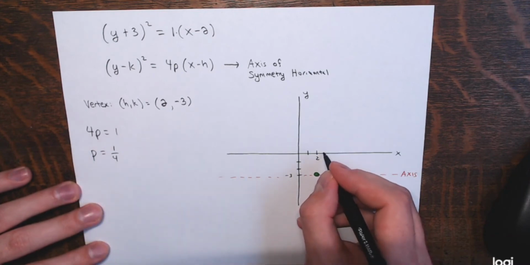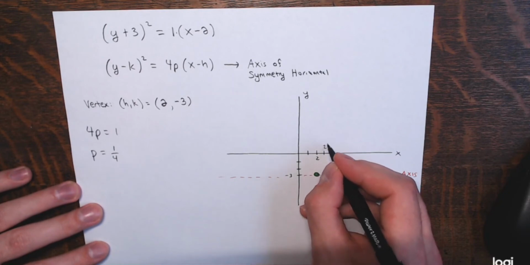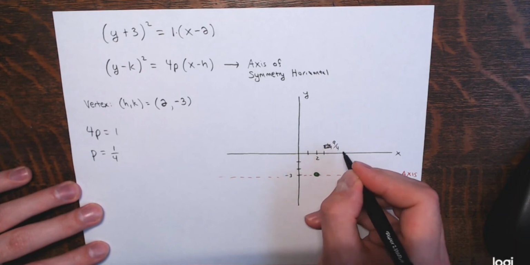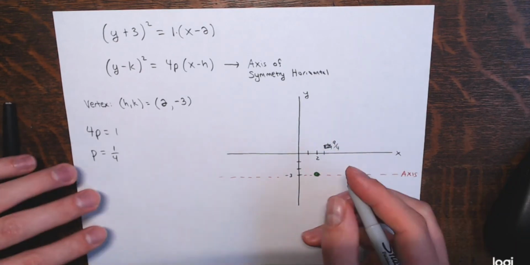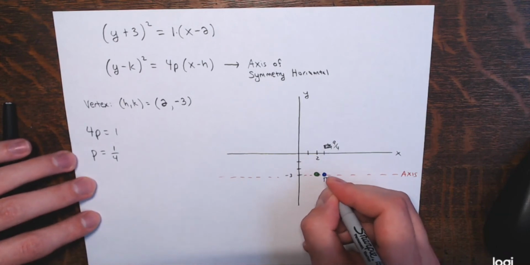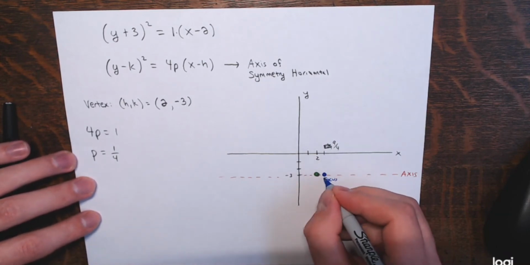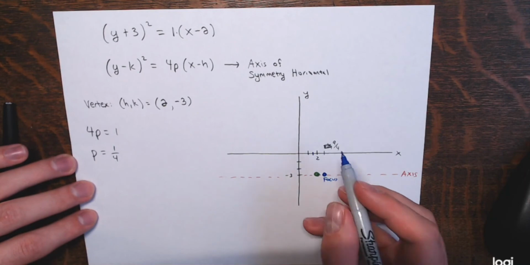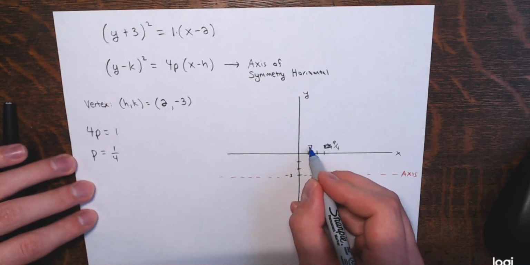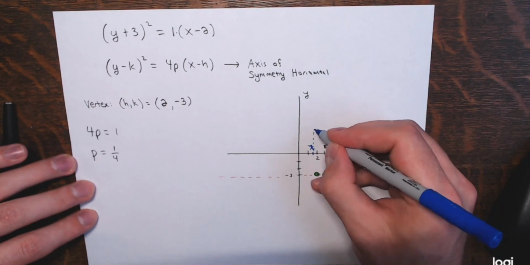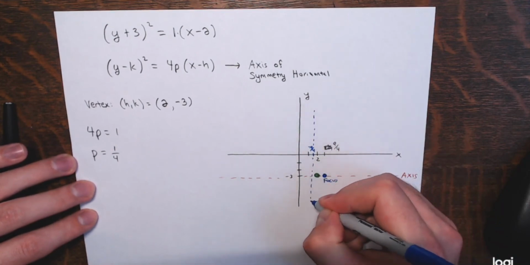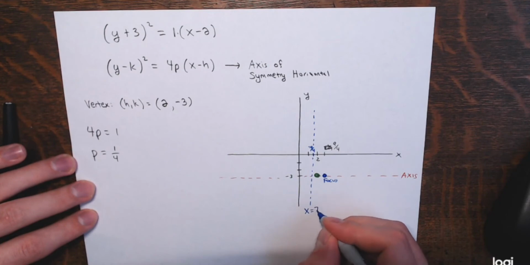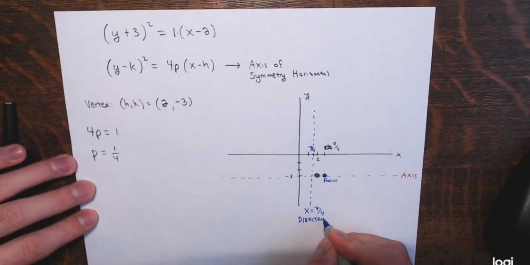So I move to the right, so let's say this is 2 1/4, right? Or I should really say 9/4, right? So there's the focus. Move to the right 1/4. Here's the focus at 9/4, comma -3. And then if I move left 1/4, that's 7/4. And this will be a vertical line, the directrix. Right, the directrix will be the line x equals 7/4. And the parabola is going to open to the right.